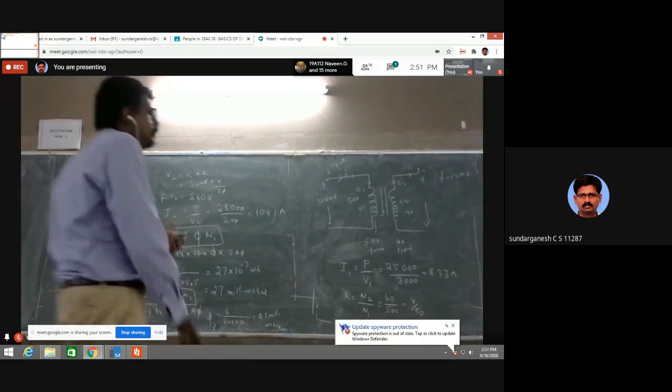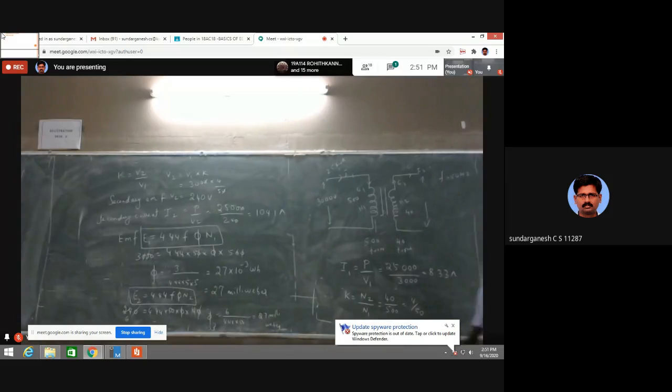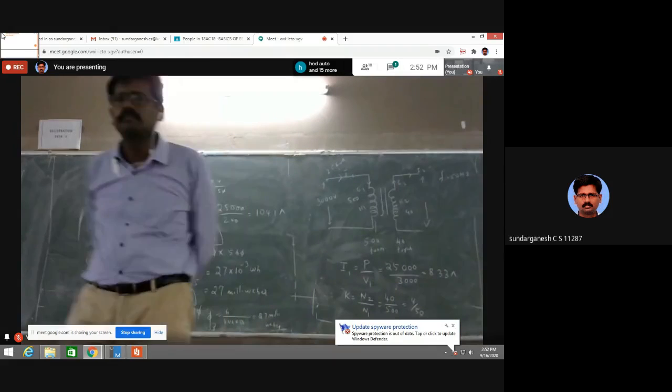This type of problem is mostly asked in previous final questions. So it is simple only. You should know the relationship: what is power, voltage and current, what is the ratio K, and another formula, what is the EMF generated in a transformer. These are the three formulas you have to use. K is V2 by V1 or N2 by N1 or E2 by E1. Only three formulas are there in a transformer.